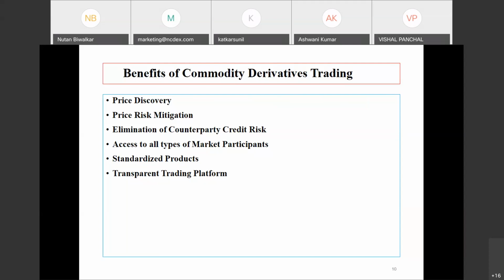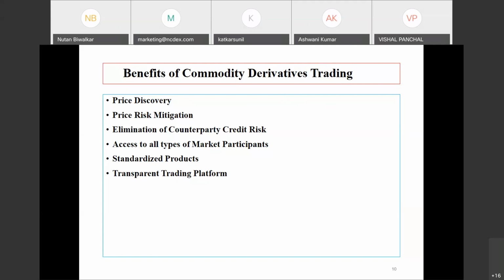Then we will come to price risk mitigation. So what is this price risk mitigation? Price risk mitigation is based on the hedging doctrine. Then what is the hedging doctrine here? The hedging doctrine is that you have to take a position in the futures market which is exactly opposite to the ready market. This is the hedging principle.